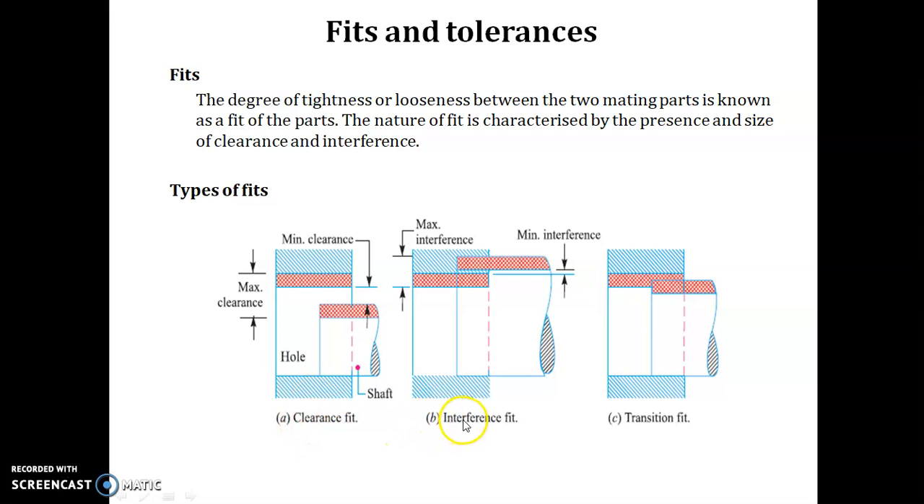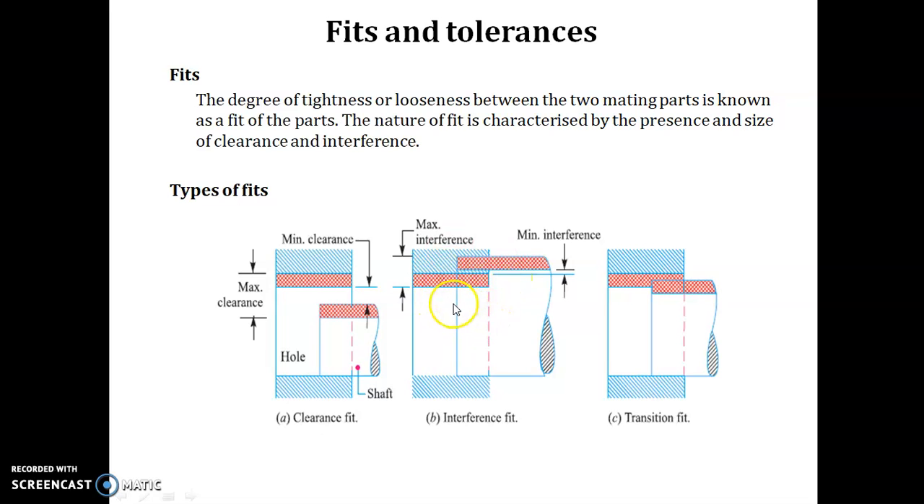And figure B shows the interference fit. In the interference fit, the shaft size is greater than the hole size. It is fit by pressure. You have to apply some pressure to fit that component. The example for clearance fit is piston and cylinder.